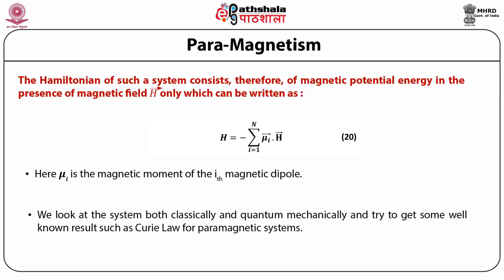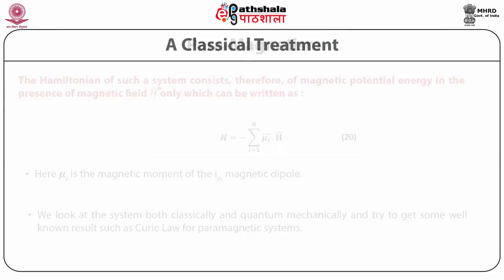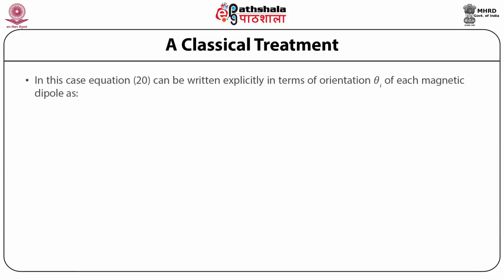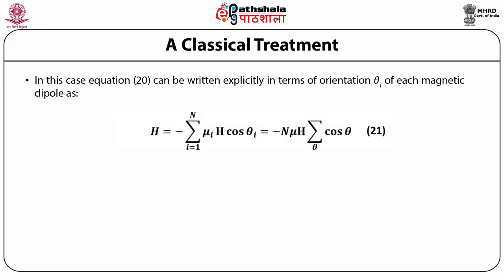We look at the system both classically and quantum mechanically and try to get some well-known result such as Curie law for paramagnetic systems. A classical treatment. In this case, equation 20 can be written explicitly in terms of orientation θᵢ of each magnetic dipole as H = -Σ(i=1 to n) μᵢ H cos θᵢ = -n μ H Σ cos θ.